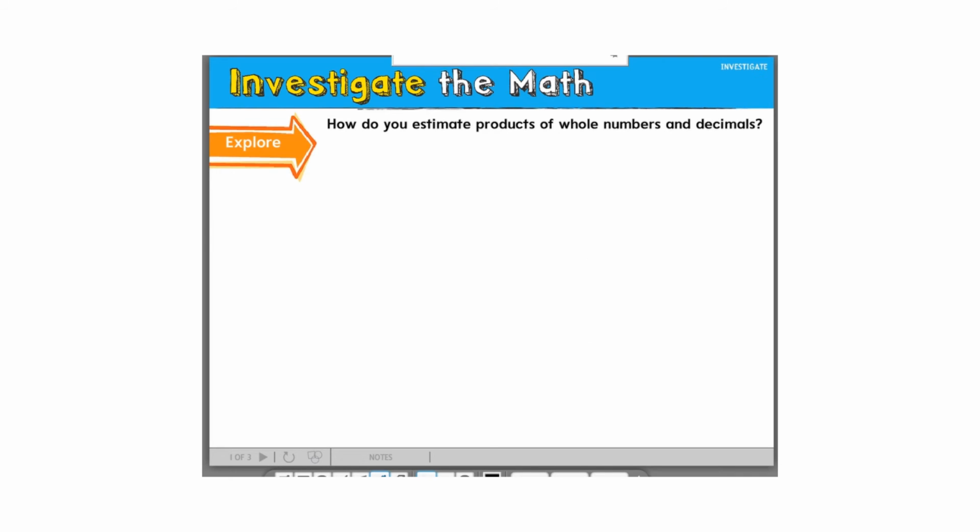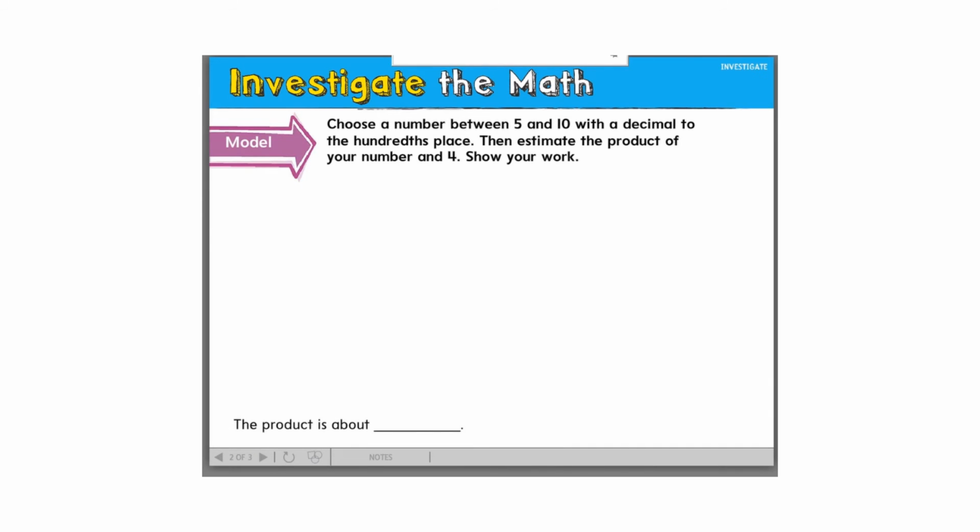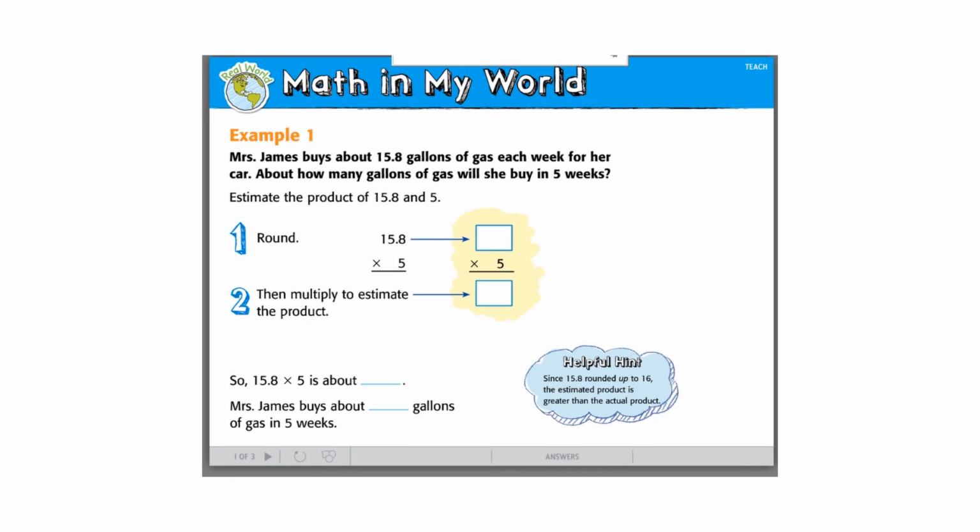That's what you're going to be thinking about. All right, let's look at your math page. Example number 1 says that Mrs. James buys about 15 and 8/10 gallons of gas each week for her car. About how many gallons will she buy in 5 weeks? So 15 and 8/10, if I were rounding it, which number would I round it to?